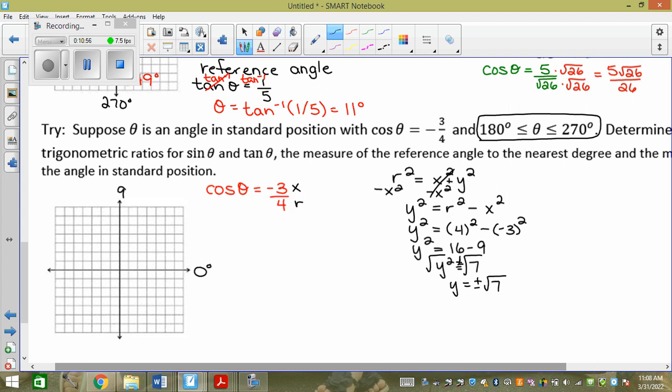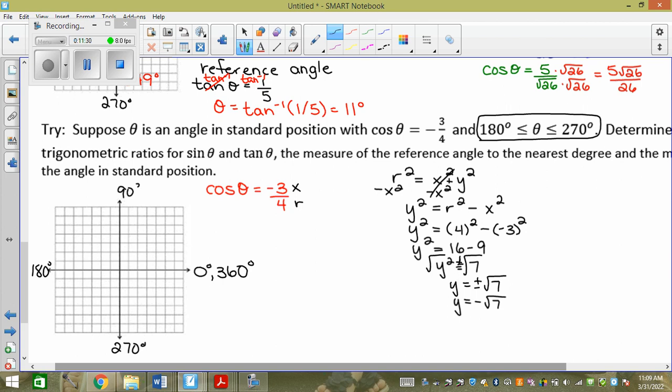0, 90, 180, 270, 360. What quadrant is it in? 3. So what does my y have to be if I'm in quadrant 3? Positive or negative? Negative. If it's down here, it has to be negative. If they gave us between 90 and 180, we would say positive root 7, correct? The quadrant tells us. All my y's here are negative. We agree? So my y is negative root 7.